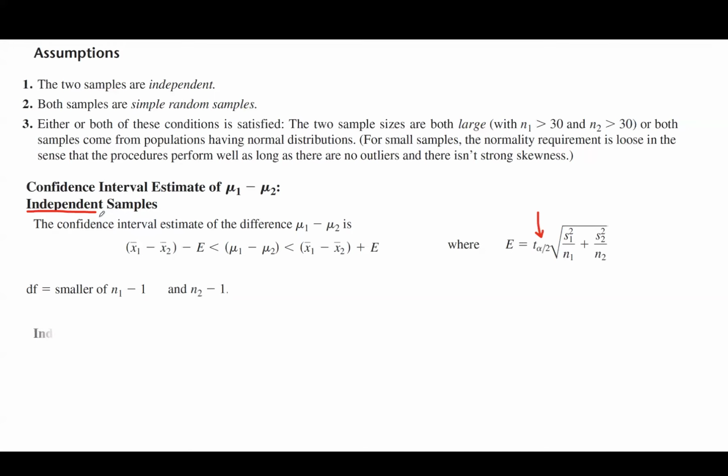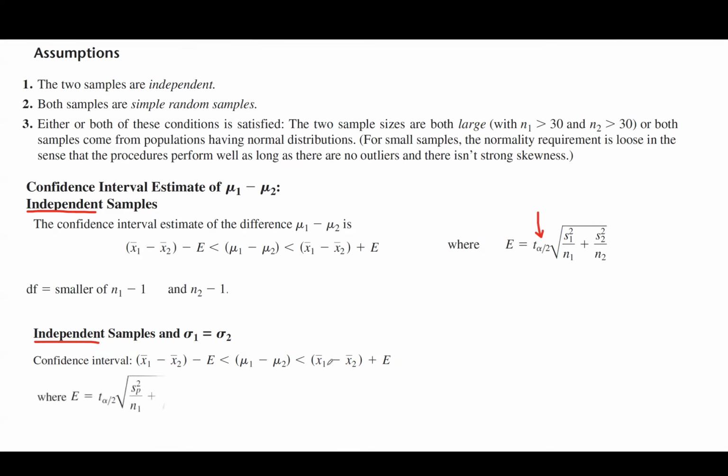In the second scenario, you have independent samples and you know that the population standard deviations from past studies are equal to each other. In that case, we're going to use pooled variance. The difference in population means is bounded between the difference between sample means minus the margin of error and the difference between sample means plus the margin of error. In order to calculate the margin of error, we're going to use a different formula.